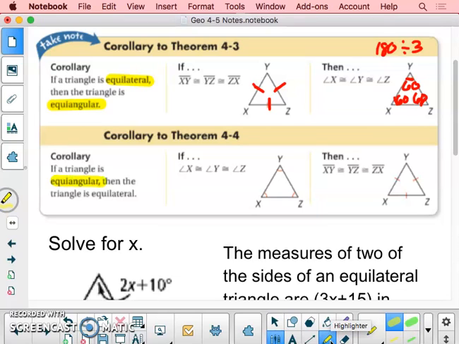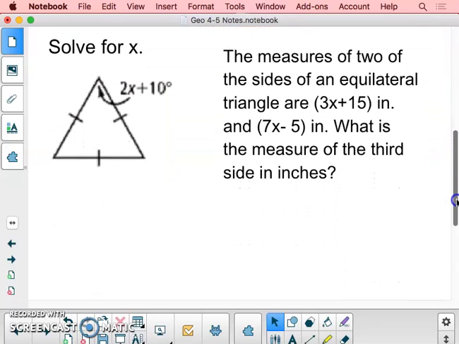If you see an equiangular triangle, if you see a 60, 60, 60, that means the sides have to all be the same. So if you have three 60s inside of a triangle, or they're all marked to be the same, that means that it has to be an equilateral triangle. So let's solve a couple practice problems with equilateral and see what we can come up with.